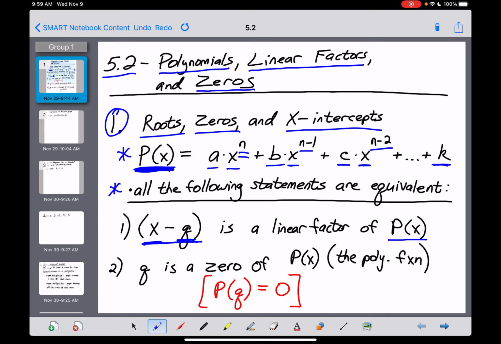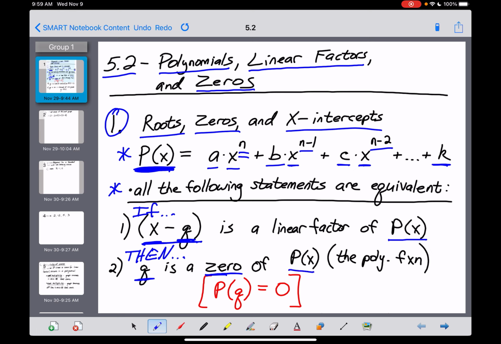So it wouldn't be a terrible idea to put a word if right here, and then we can pick up with then on statements 2 and 3 and 4. So if x minus q happens to be a linear factor of p of x, then here's the first conclusion. That number q that we just talked about is what we call a zero of your polynomial function.